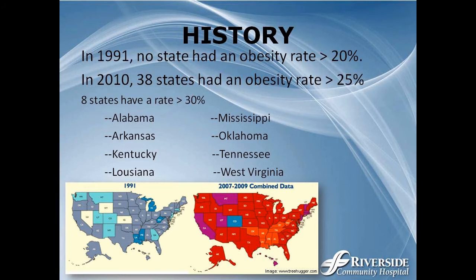In 1991, no state had an obesity rate greater than 20%. In 2010, 38 states had an obesity rate greater than 25%. 8 states have a rate greater than 30%: Alabama, Arkansas, Kentucky, Louisiana, Mississippi, Oklahoma, Tennessee, and West Virginia.